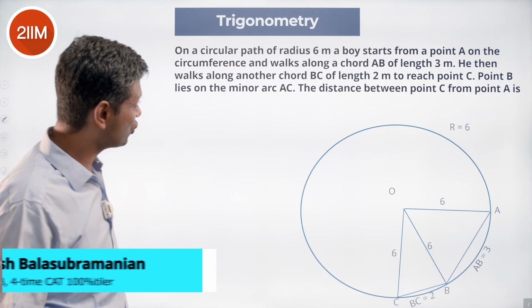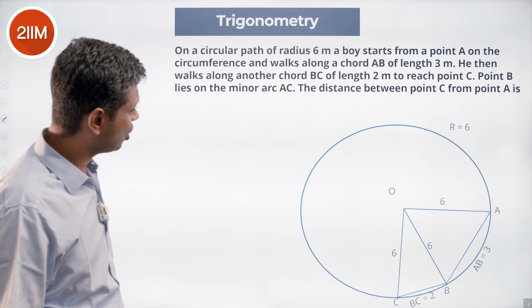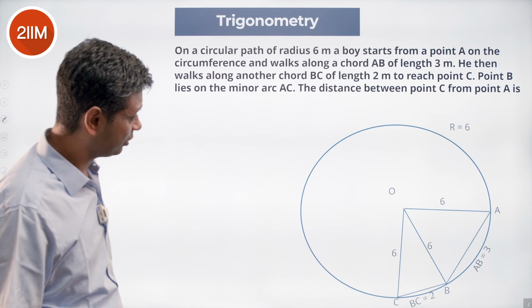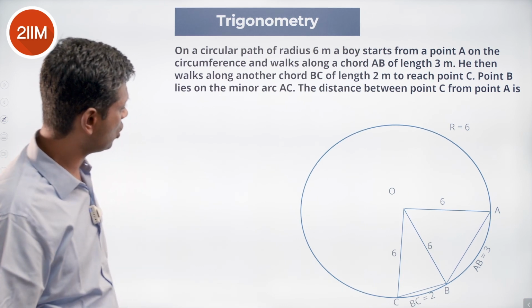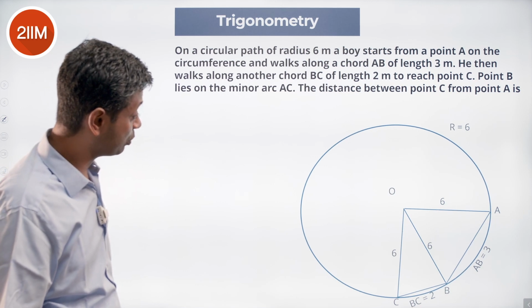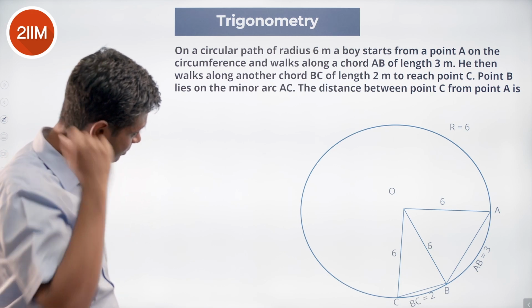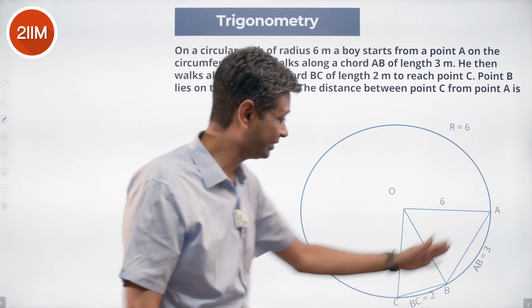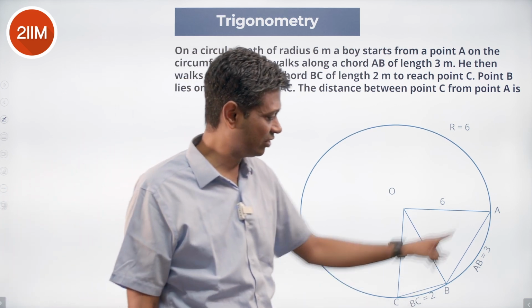On a circular path of radius 6 meters, a boy starts from point A on the circumference and walks along chord AB of length 3 meters. He then walks along another chord BC of length 2 meters to reach point C. Point B lies in the minor arc AC. Nice, so it's not coming back like this. The distance between point C from point A, we need to find AC.